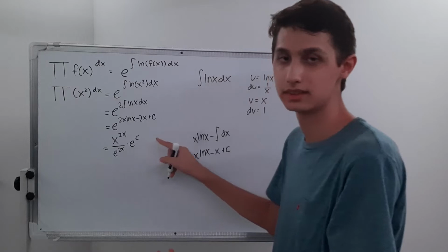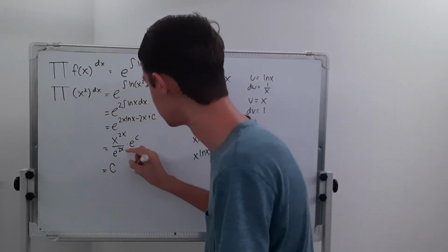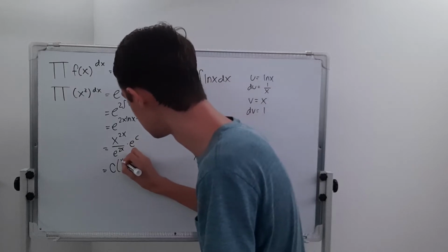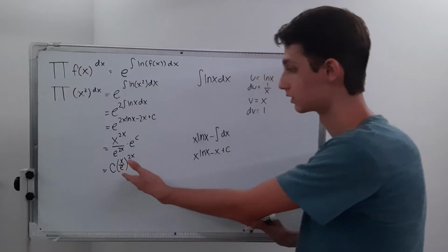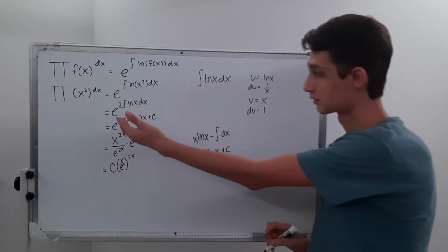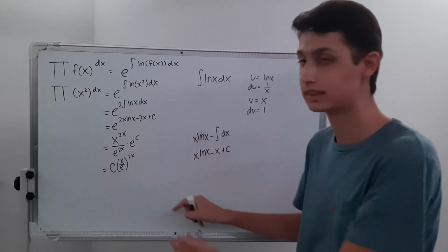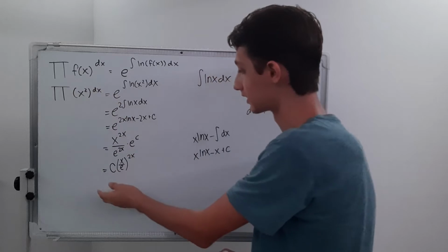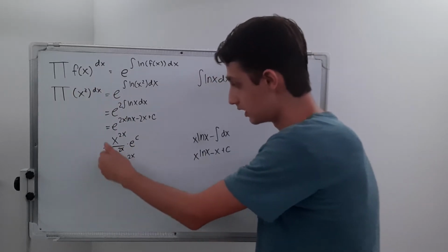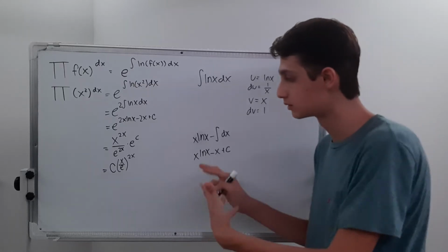e to the c is just itself another constant, so I'm going to label it capital C. And then we have that this is x to the 2x over e to the 2x, and that's it. That is our product integral of x squared. And you can actually replace this 2 with an n. So the product integral of x to the n dx is equal to C, a constant, times x over e to the nx.